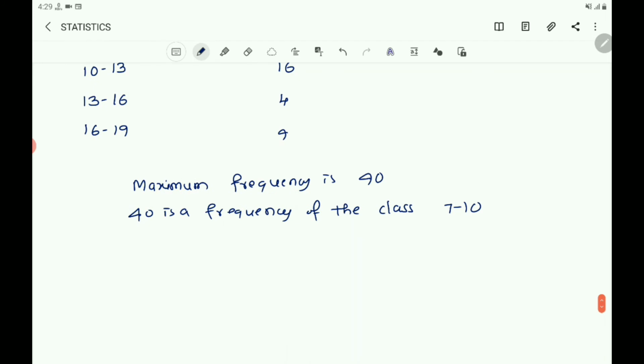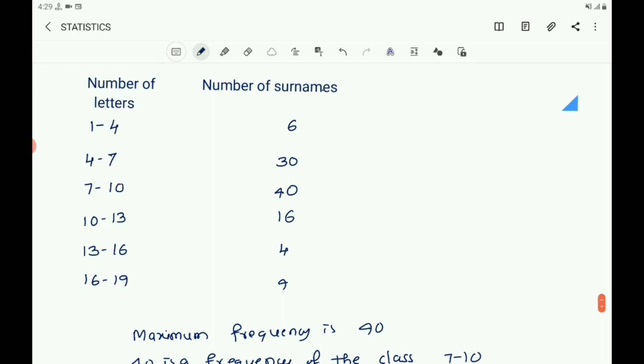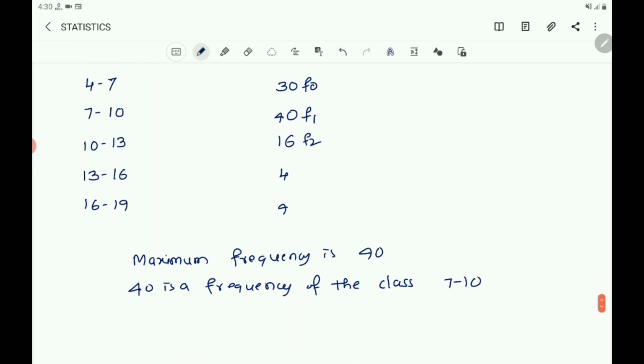Then you write the formula. Mode equals L plus f1 minus f0 by 2f1 minus f0 minus f2 into h. So you get f1, f0 and f2. So what is f1 here? That is the frequency of the modal class. f1 is 40. f0 is the frequency of the previous class, that is 30. And f2 is the frequency of the next class, that is 60.